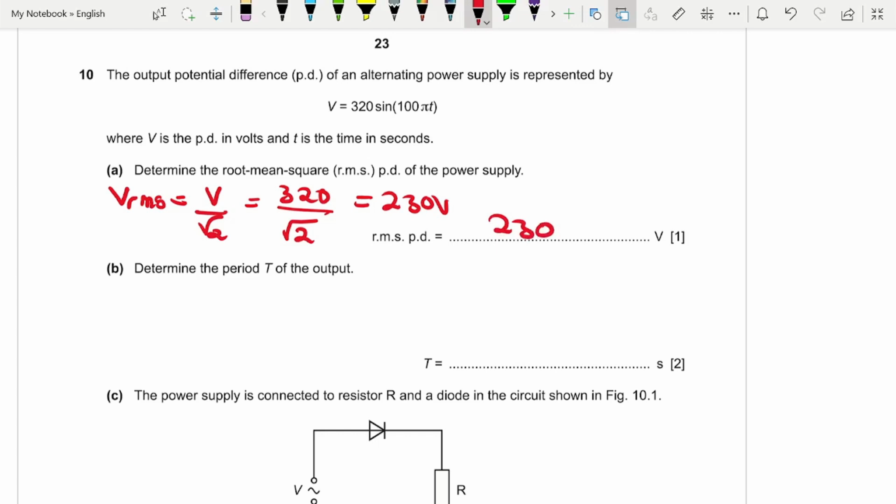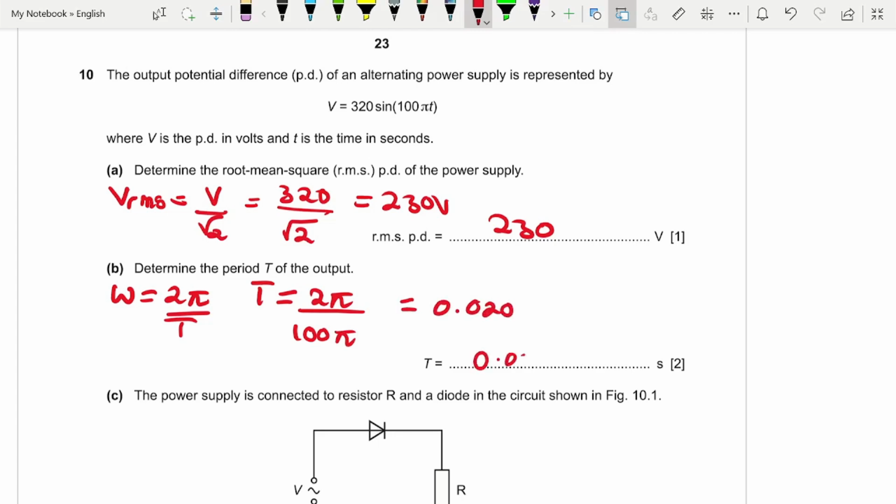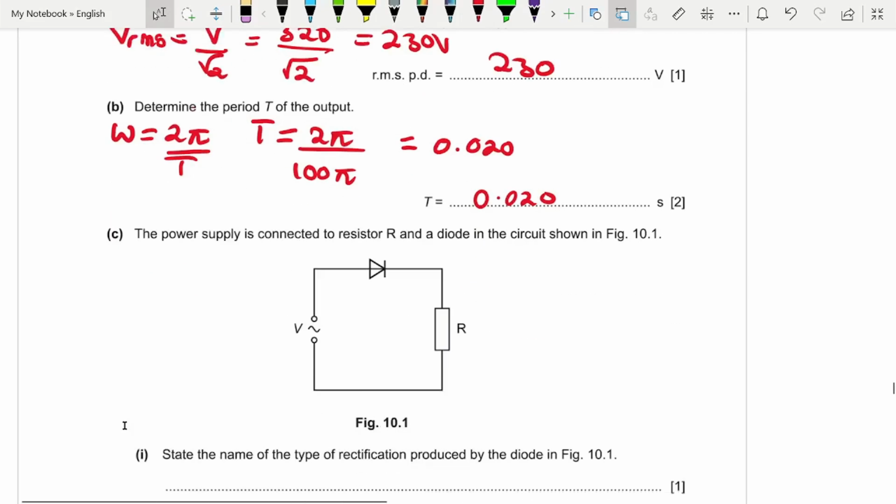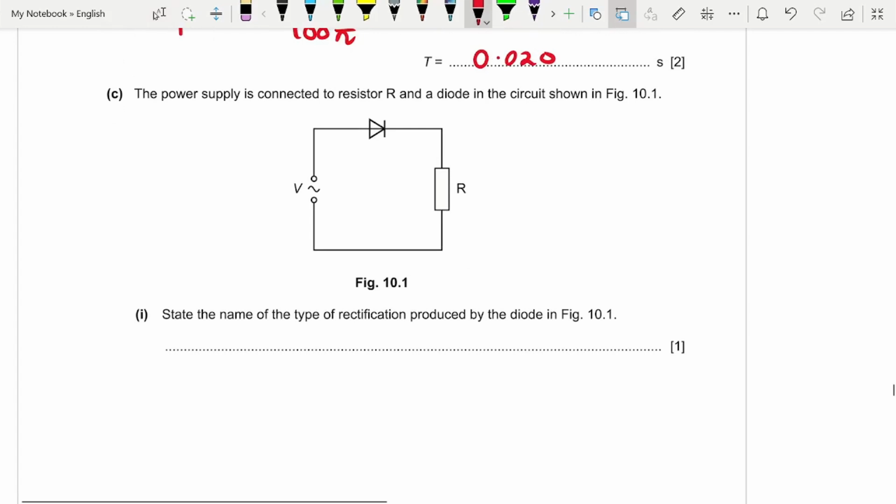Okay, we want to determine the period T of the output. We know that omega is 2 pi divided by T. So our T is going to be 2 pi divided by our omega, which is 100 pi. And that's going to give you 0.020 seconds.